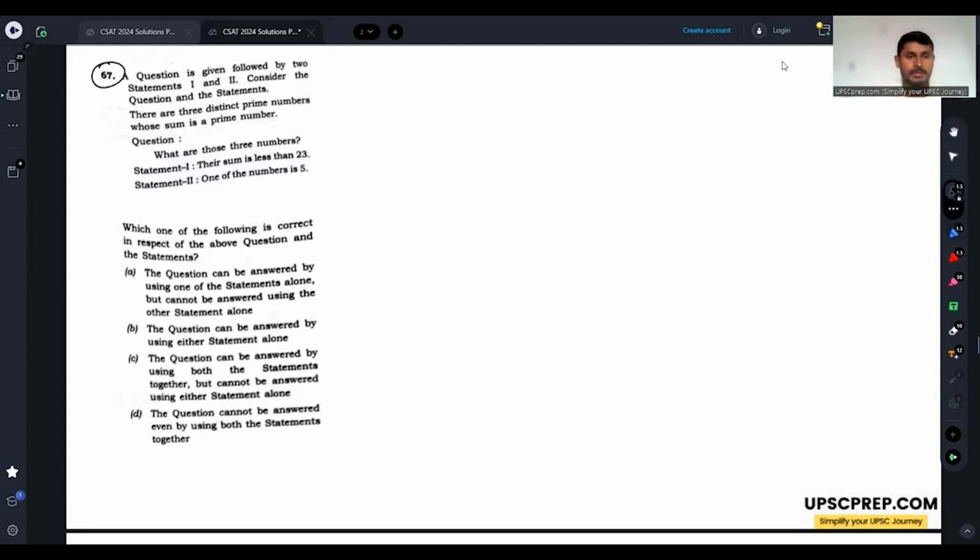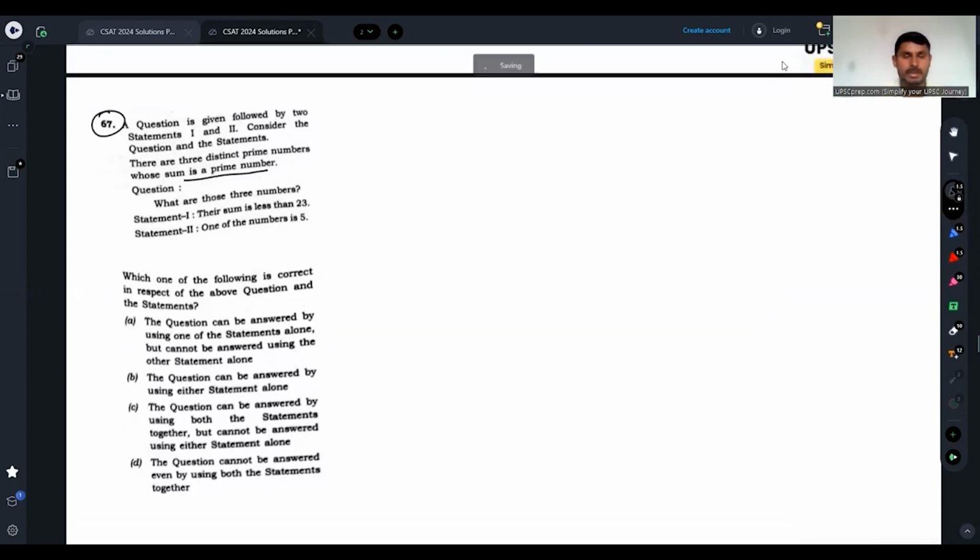There are 3 distinct prime numbers whose sum is a prime number. What are those 3 numbers? Statement 1: the sum is less than 23. So the sum of the 3 prime numbers, let's say x plus y plus z, we have to find out. And if you use statement 1, they are saying that the sum is less than 23.